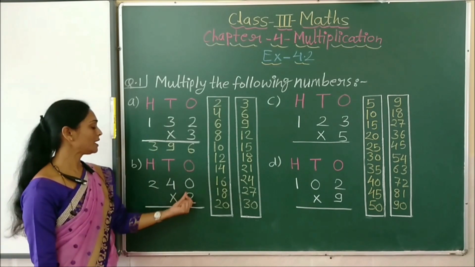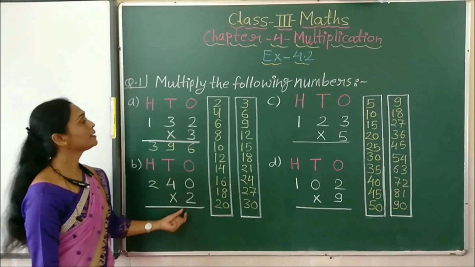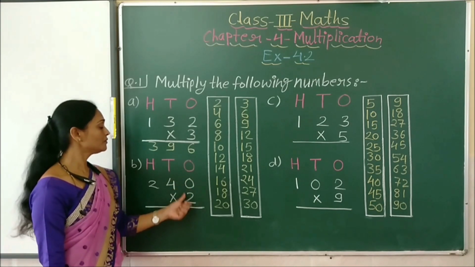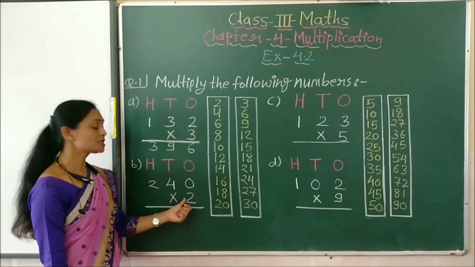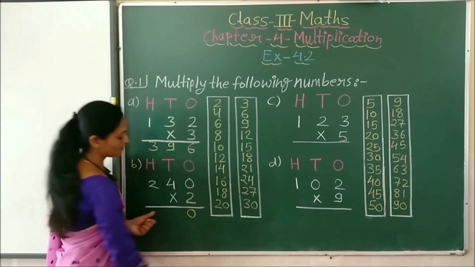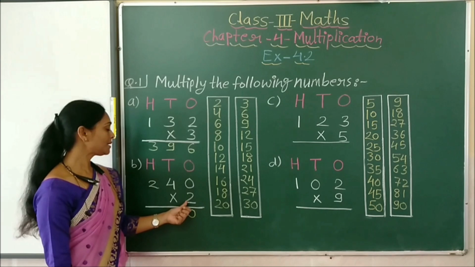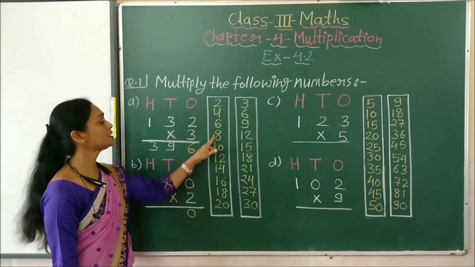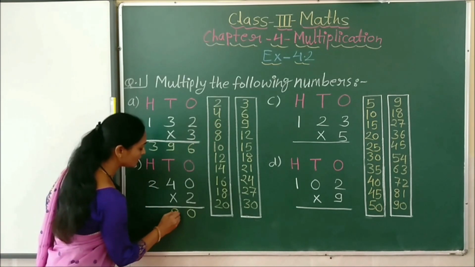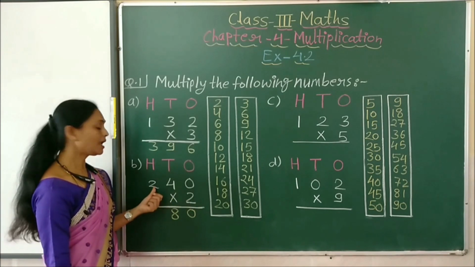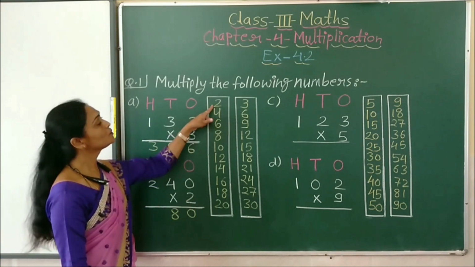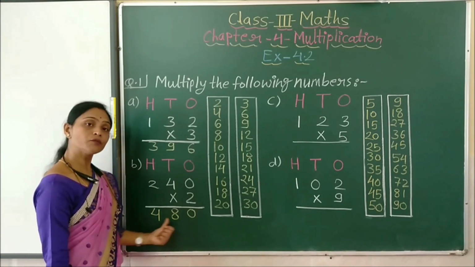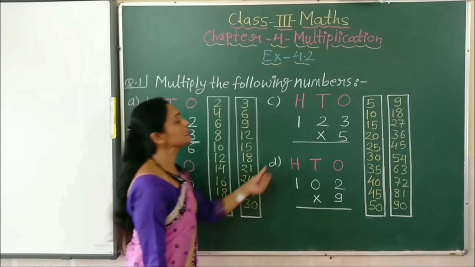See, 240 we have to multiply with 2. So here we have to remember the table of 2. We will start with this 0. So we multiply 2 with 0. So 2 zeros are how much? 0 only. So we write here 0. Now 2's table we have to read 4 times. 2 ones are 2, 2 twos are 4, 2 threes are 6 and 2 fours are 8. So how much did we get? We got 8. Then 2's table how many times? 2 times. 2 ones are 2 and 2 twos are 4. So here we got 4. So which number did we get? 480.